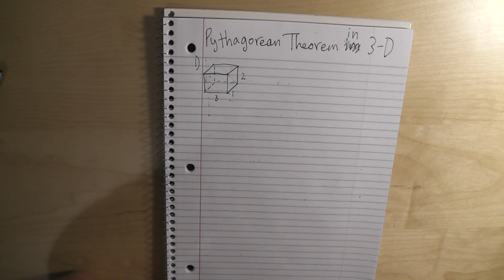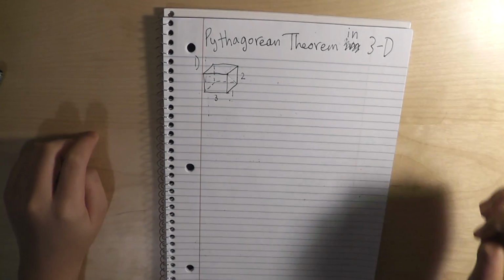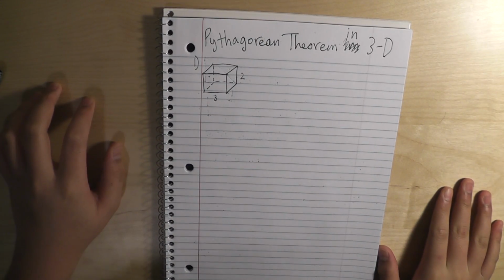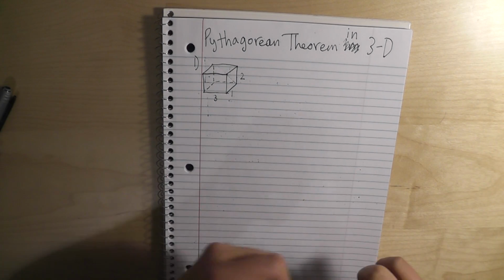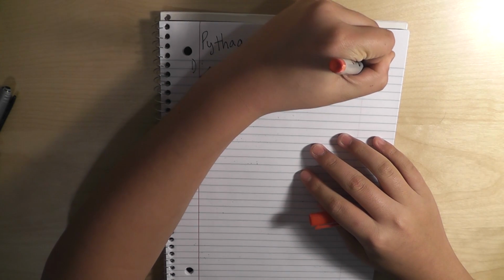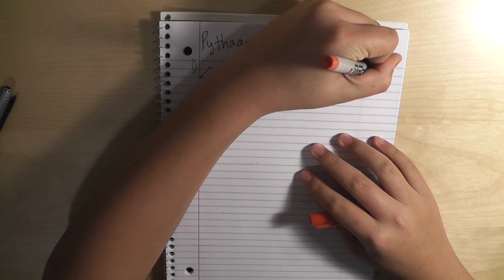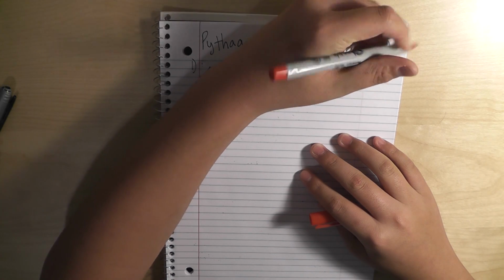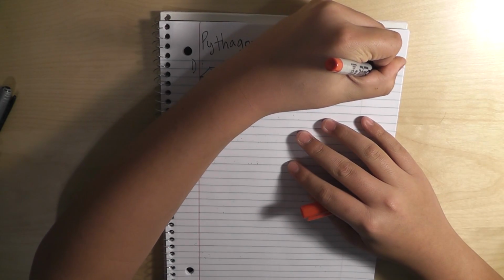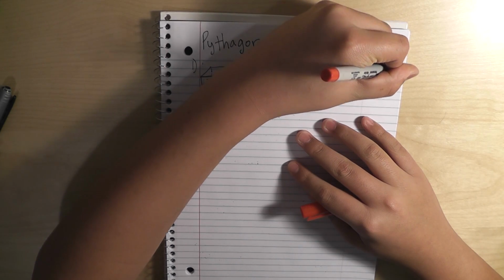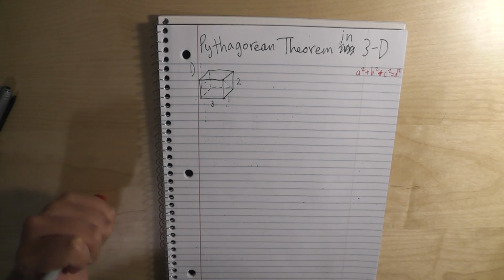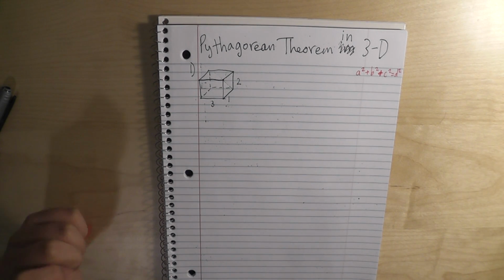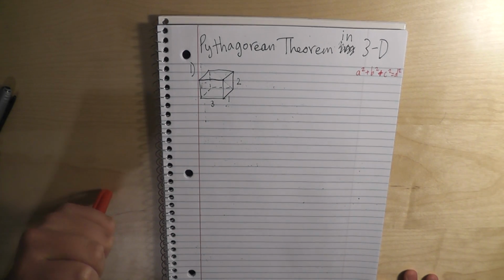Pythagorean theorem in 3D, and as you can see, I spelled it wrong. How wonderful. Anyways, the formula is quite simple. a squared plus b squared plus c squared equals d squared. And d can be known as the diagonal. In the Pythagorean theorem for rectangular prisms, we're finding the diagonals of the hypotenuse.